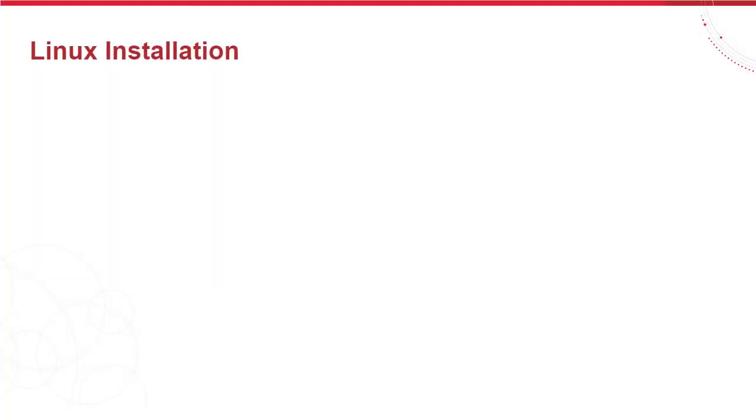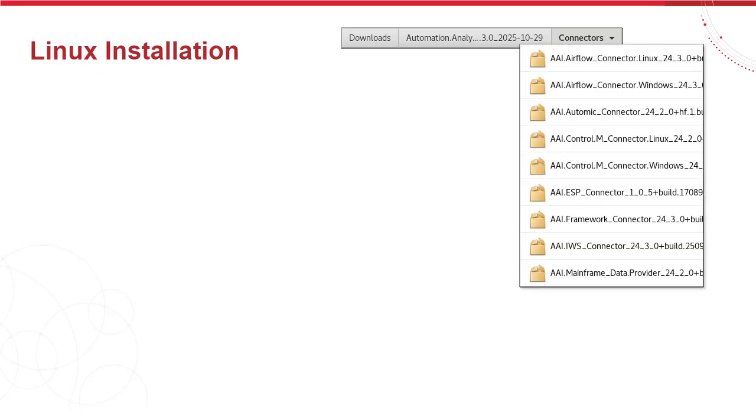This is the Linux installation procedure. The commands should be consistent with what we just described. We have downloaded the complete AAI installer zip file in a user's downloads folder. There is a directory called connectors. Look for the appropriate connector technology in that directory, say Atomic or Control-M. Extract it, that is the connector install zip.